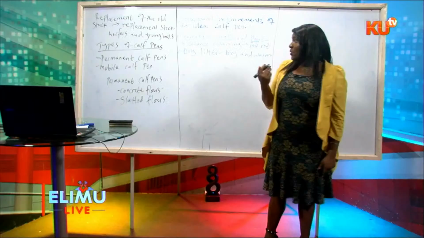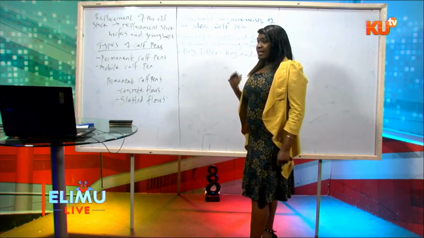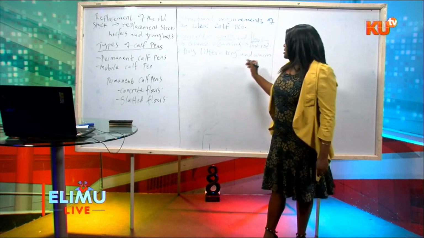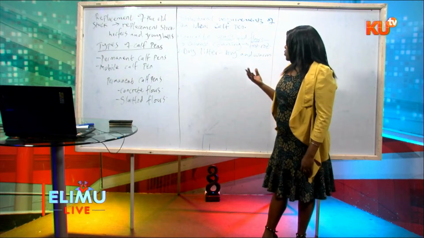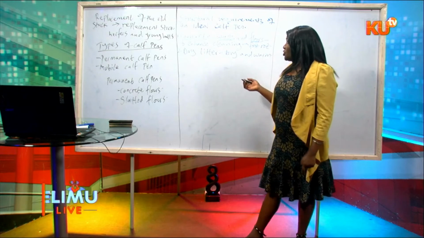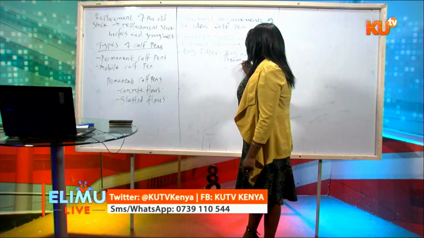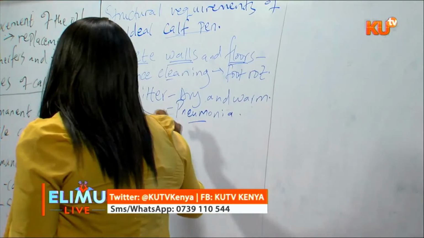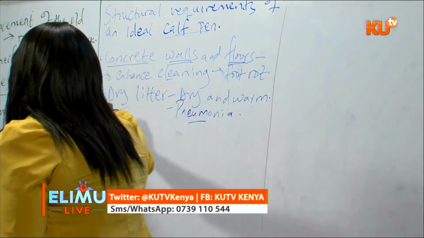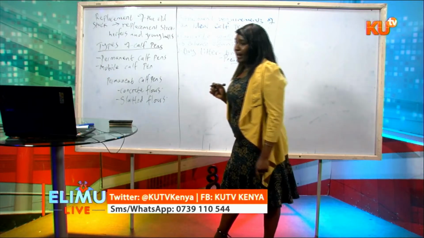Ultimately, you should be asking yourself, why do we need a dry and a warm calf pen? The reason is simply because warmth ensures that the animal is healthy. It does not suffer from cold conditions that can cause pneumonia. Damp conditions in the calf pen can cause pneumonia. So you are trying to get rid of the incidences of pneumonia in the calf pen, and that is why we put dry litter. So that is another requirement of a calf pen.